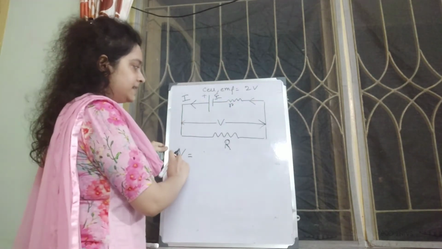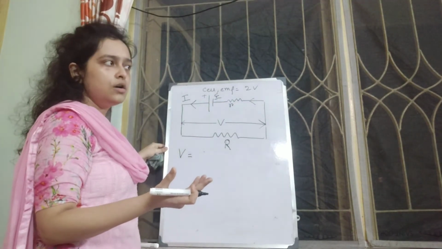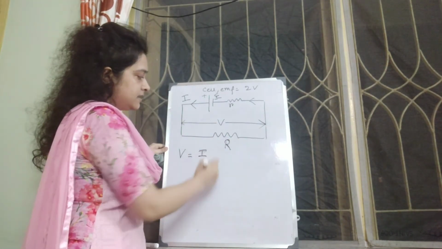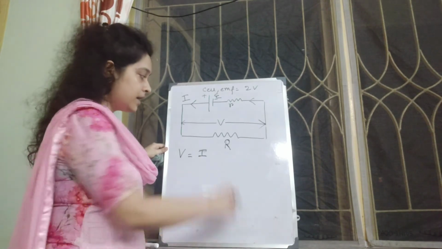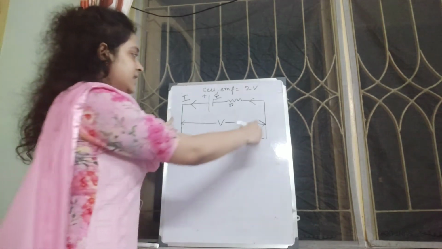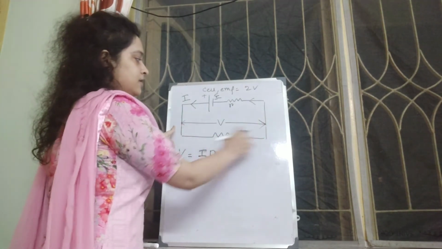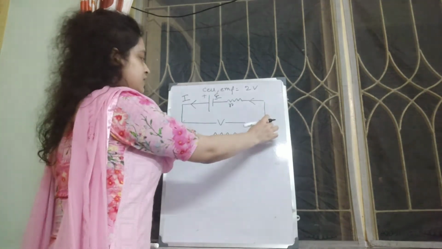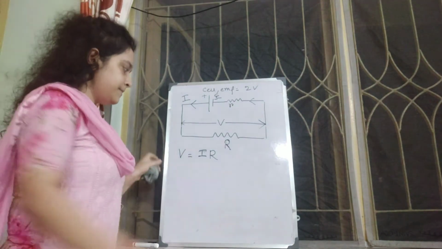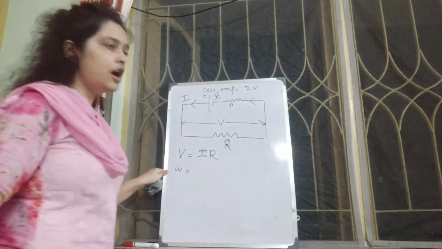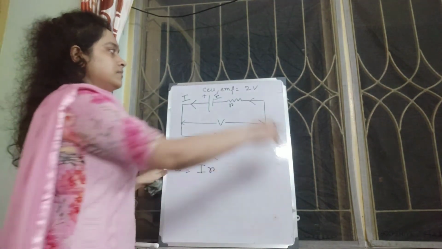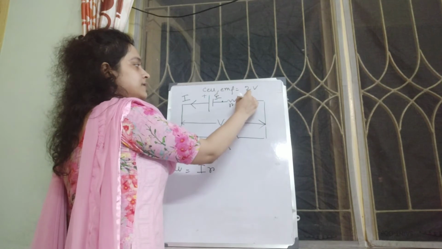So what will be this? Use Ohm's law, V equal to IR. I is the given current. What is R now? Capital R, because we are measuring the potential difference across the resistance which we have connected. V equal to IR. Small v, the voltage drop, is I into small r. Voltage drop across this.